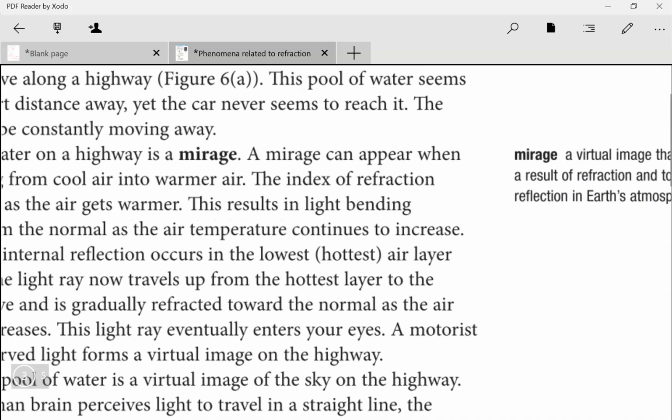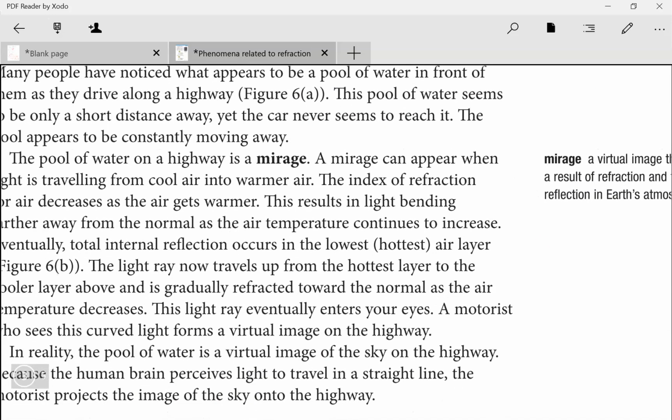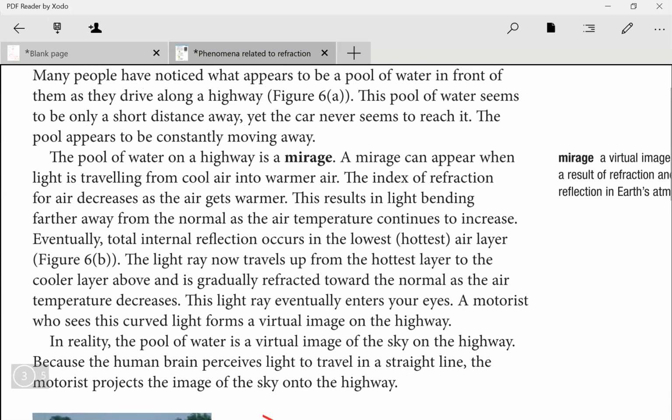Because the key here, it has a good amount of refraction. It has total internal reflection, and you have to learn.